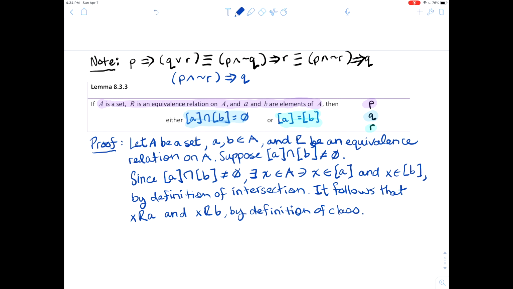Now let's look at the fact that R is an equivalence relation. So remember, equivalence relations are reflexive, symmetric, and transitive, right? So what can we say? We can say that aRx, what else? That's because R is symmetric.